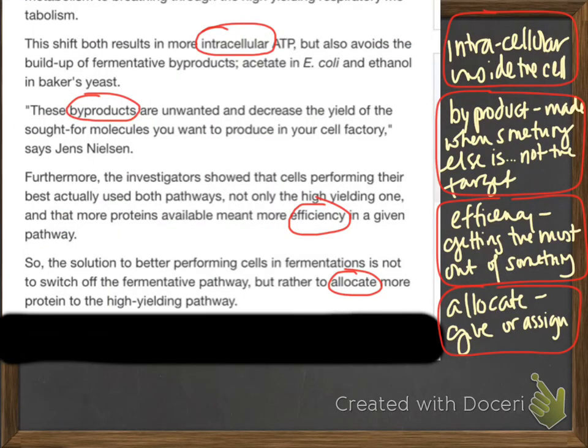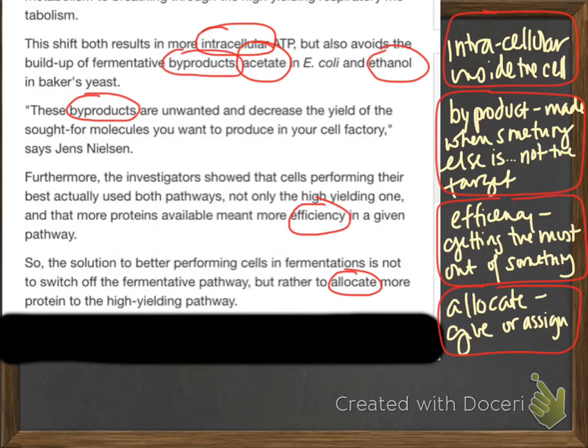The shift results in more intracellular ATP, but also avoids the buildup of fermentive byproducts, acetate in E. coli, ethanol in baker's yeast. So I know that these are chemicals that are produced in the cells. Intracellular, what does that mean? Inside the cell. It avoids the buildup of fermentive byproducts.